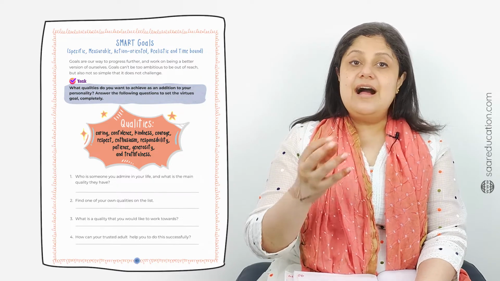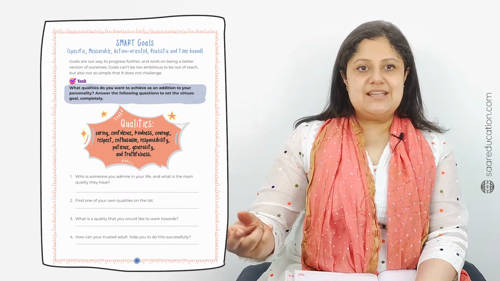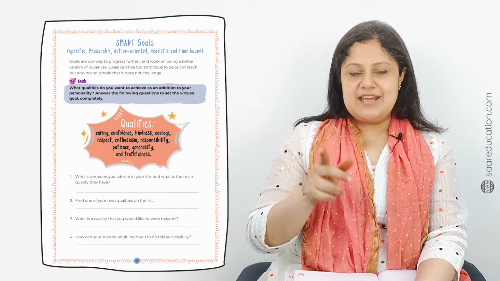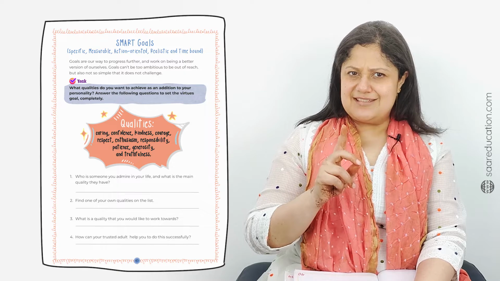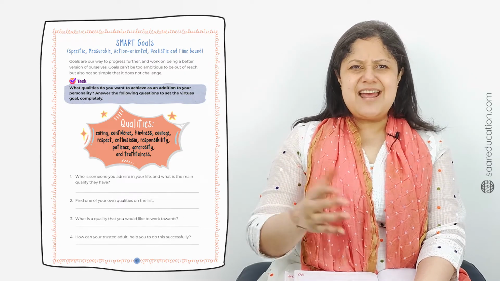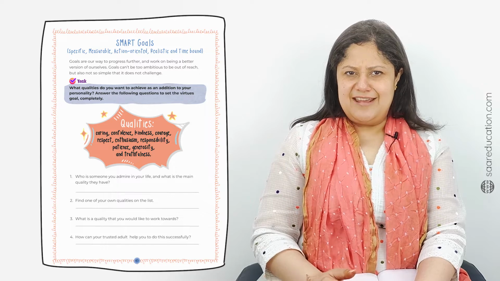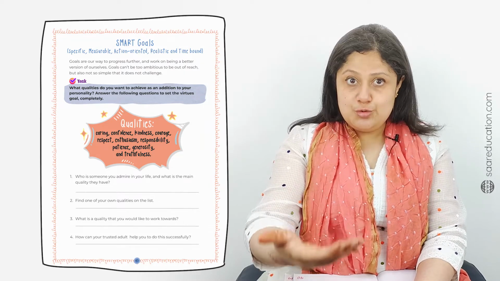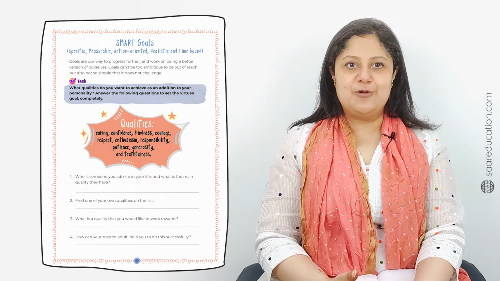Or you may say, I would do 2 good deeds a day. Now that is measurable. And the moment I say a day, that's time bound. It's realistic. If I say I will do 20 good deeds a day, now that's not really realistic. Is it action oriented? Of course, when you do those things, you've achieved the goal.